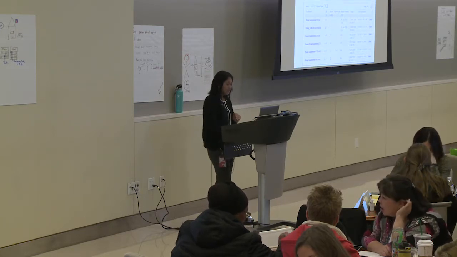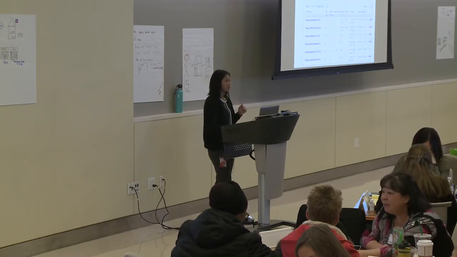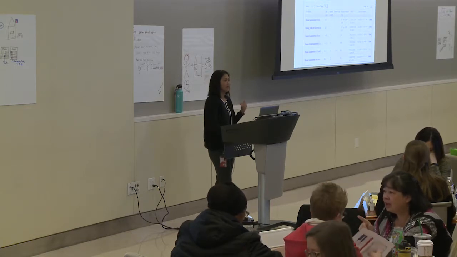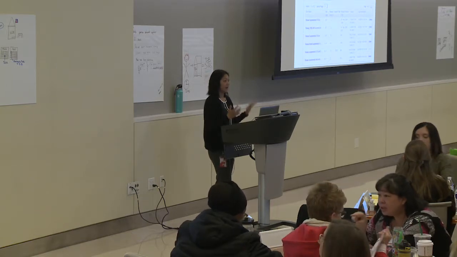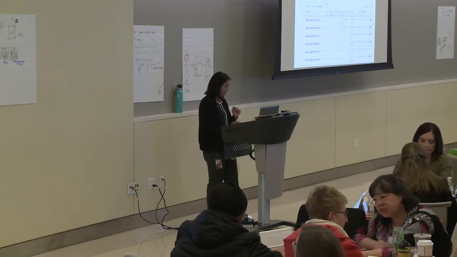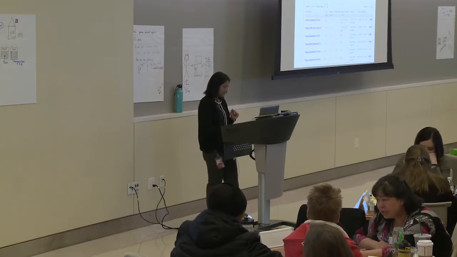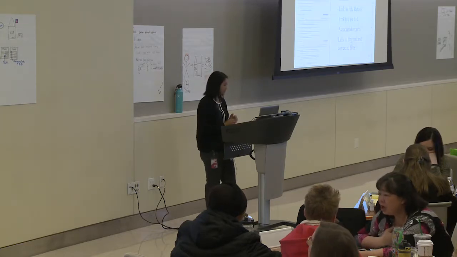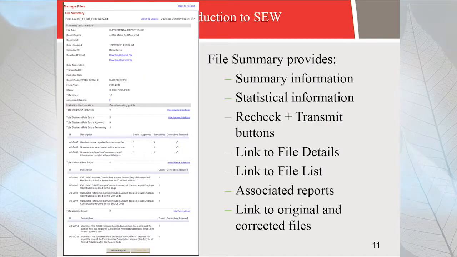All right, so now let's talk about file summaries. So if you were to look at this and say, all right, this one is requiring a correction. I need to make a correction. So what do you do? You would actually just go ahead and click on the file, one of the hyperlinks there, and you would get something that looks like this. I know it's a little bit difficult to read, but just to show you what it looks like, and this is a file summary. So from here, you'll be able to see a bunch of information: summary, statistical information, your link to your file details, link to file list.